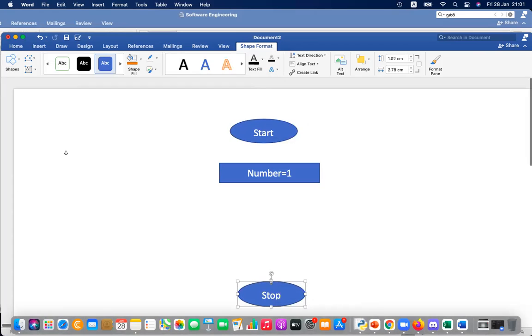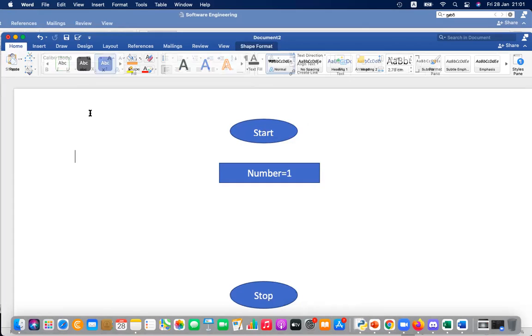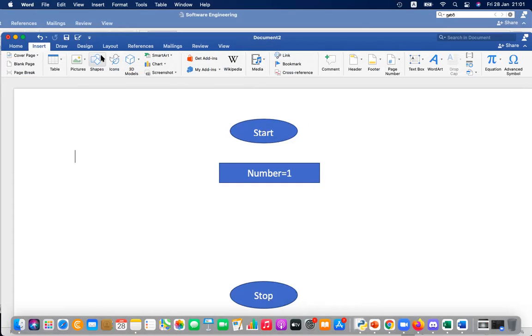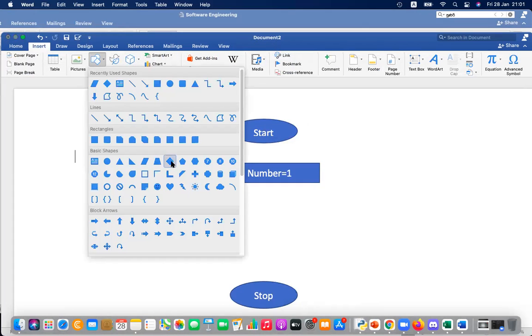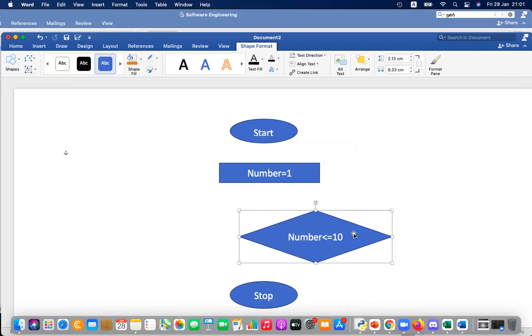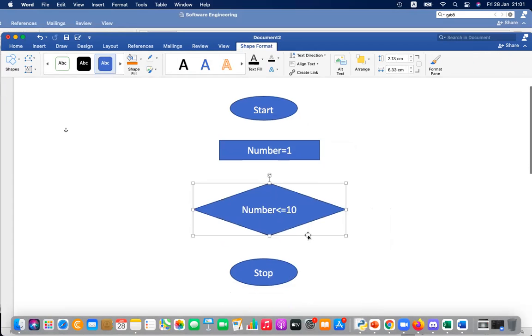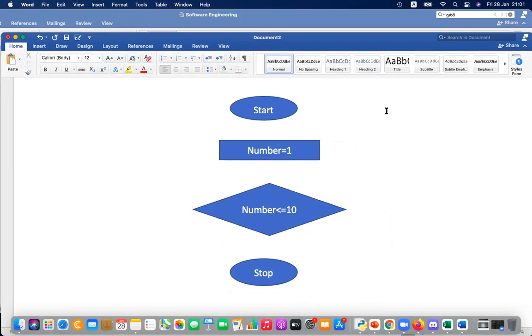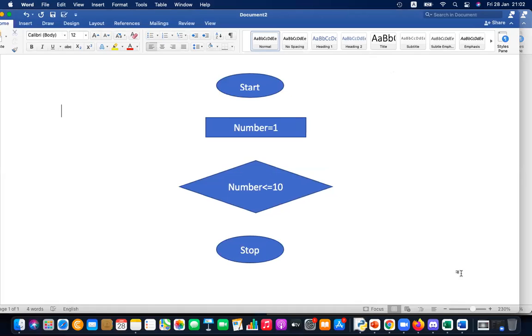How are we going to stop? So the decision needs to be added. The decision symbol is a diamond. Here you can say number less than or equal to 10. So that's how you are going to proceed. If number is less than or equal to 10, you are going to repeat what? Repeating what? That is also a question.